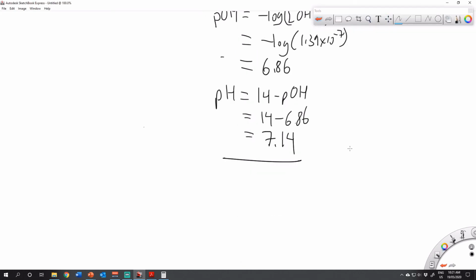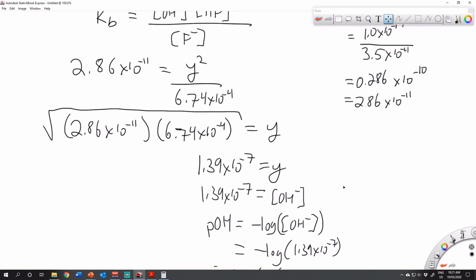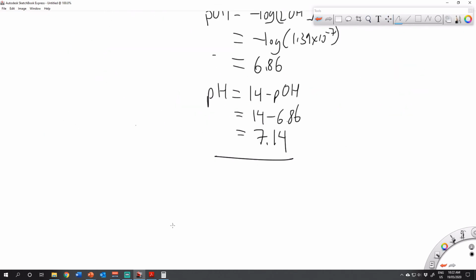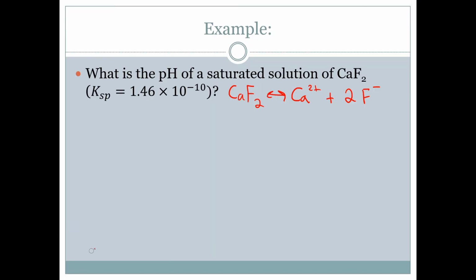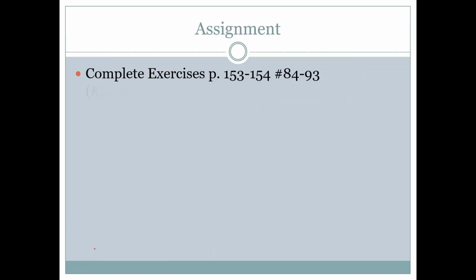All right. So this problem did require quite a lot of space. Does seem a little difficult at first, but it's really just two different RICE tables. All right. Your assignment then for this section is more calculations, basically more of the same. Take your time with it, and if you guys have any questions, you all know how to contact me.